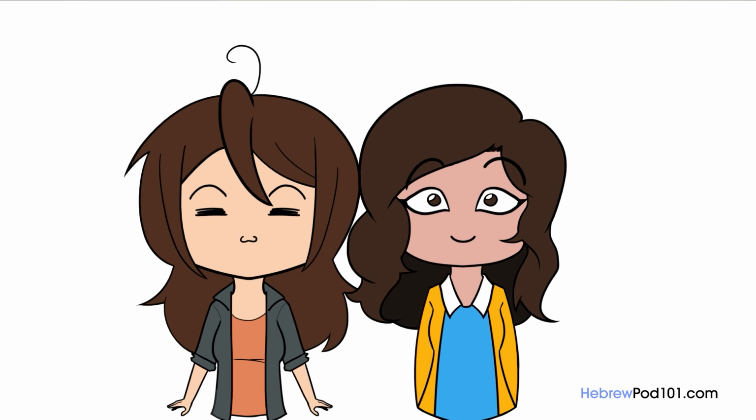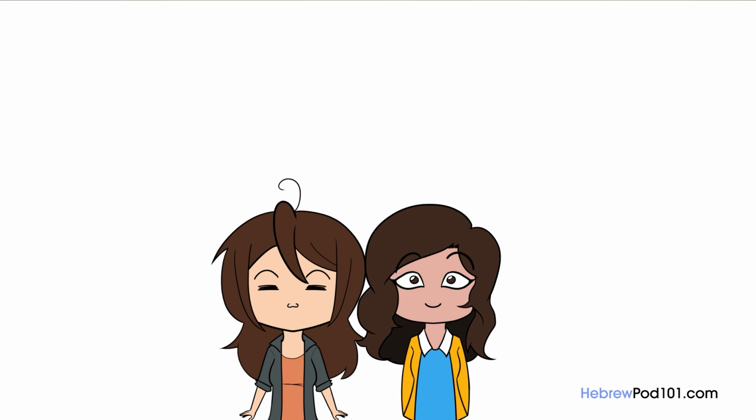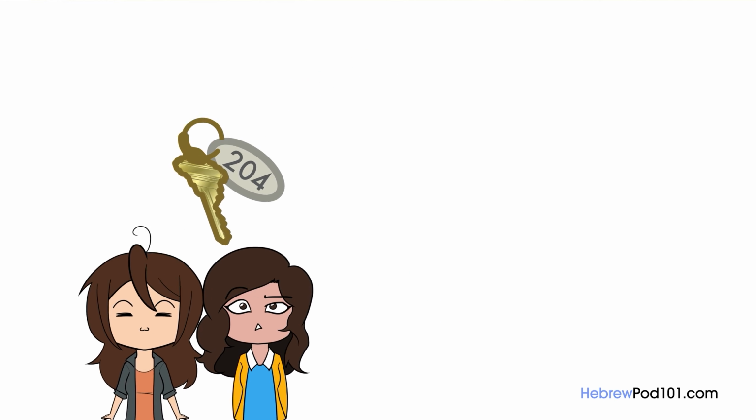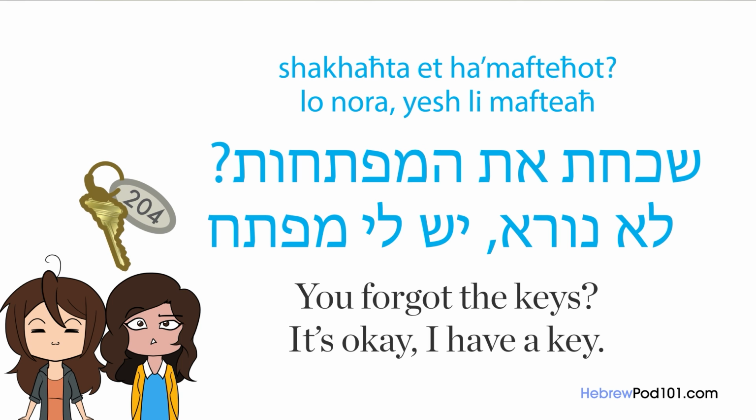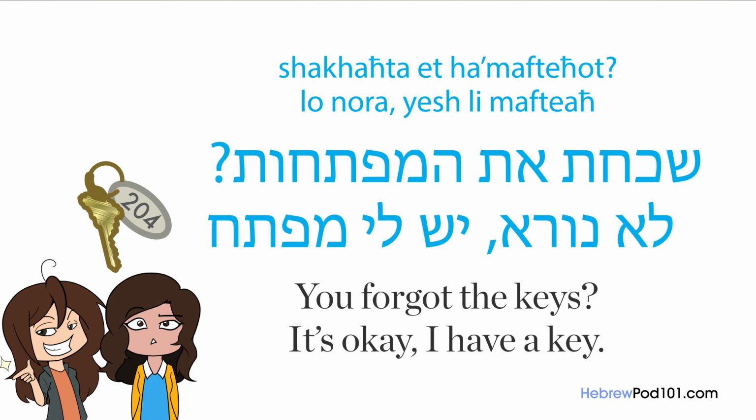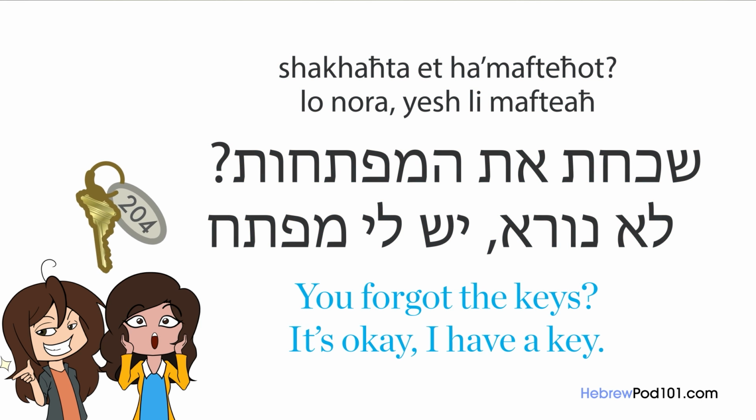Let's look at this example. Say you're with your roommate and you're on your way home. When you check your bag, you realize you forgot your keys. Your roommate could say, שכחת את המפתחות? לא נורא, יש לי מפתח. You forgot the keys? It's okay, I have a key.